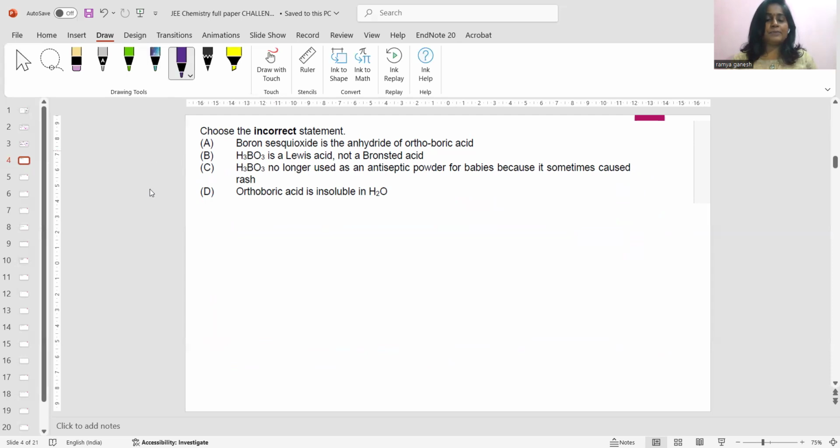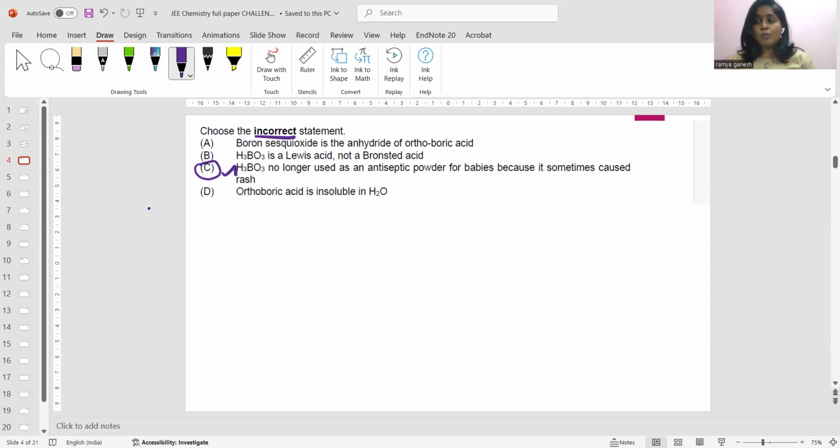This is an interesting question. As I told you again, what you should do, go for their physical characteristics. Which of them is an incorrect statement? I'm just looking at the options. Yes, I'm going for option C immediately. Boric acid is no longer used as an antiseptic powder for babies because it sometimes causes rash. Of course, true. Long years back, boric acid was used as an antiseptic, but today it is prohibited in almost every country. Why? Because it is causing rashes. So this is a correct statement.